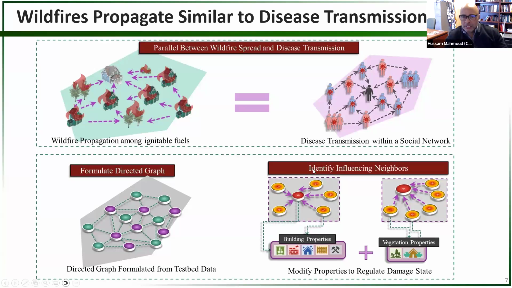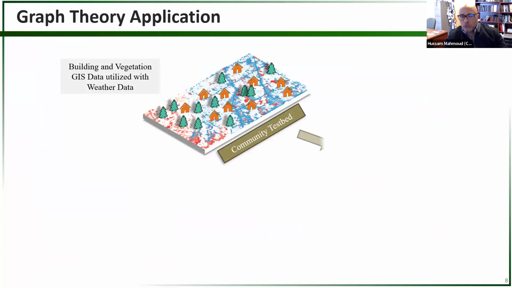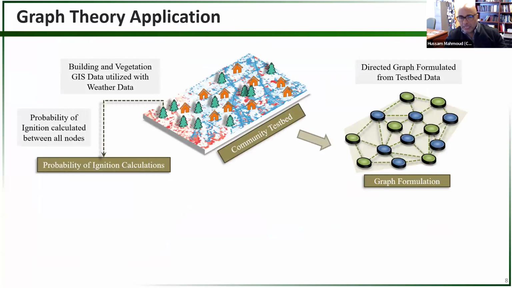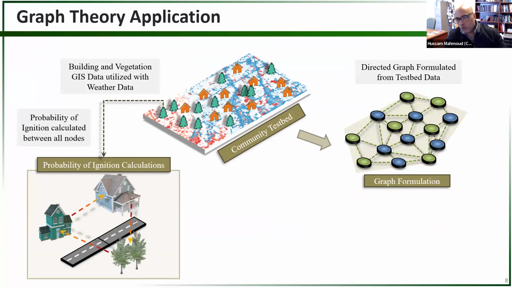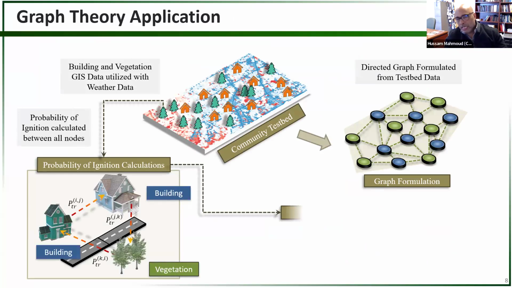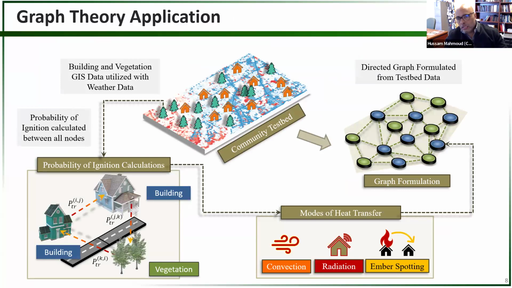So the idea here is that we take a community with homes and buildings and vegetation represented with nodes, and link them with links that have the probability of fire transmitting from one of these nodes to the other node. And that's what we call PTR, that you see on the left-hand side of the figure. And these PTR values take into account convection, radiation, and ember spotting from other and neighboring homes and so on. So again, we're treating the problem as a network problem.